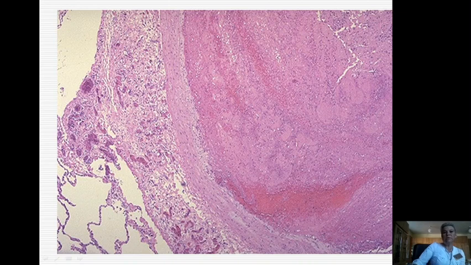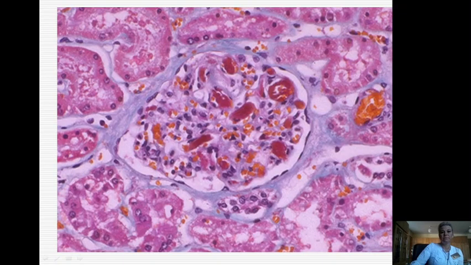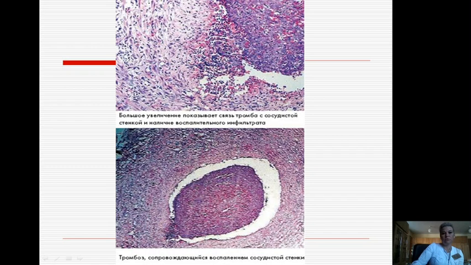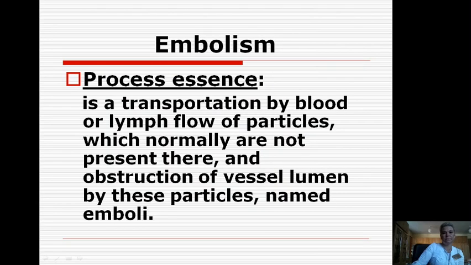Histologically, we see the vessel wall and thrombus formation. Fibrin has a pink color, and erythrocytes and leukocytes. This is a hyaline or fibrinous thrombus in the macrocirculatory system. In this photo, you can see revascularization as a favorable outcome of thrombus formation, and septic autolysis is an unfavorable outcome.